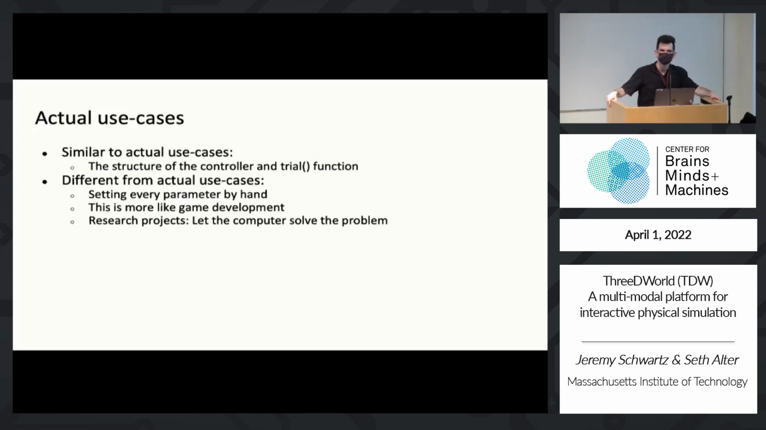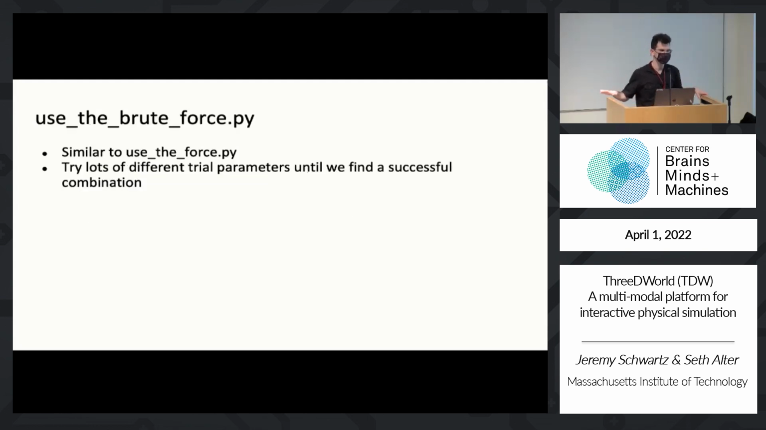And in a dataset generator or dataset generation controller, typically what we would do is run thousands of these trials, each with slightly different parameters and getting slightly different results and saving that out. Which leads us to our fourth and final controller, which is use the brute force.py. It's similar to use the force, but we're going to just brute force our way to the solution.